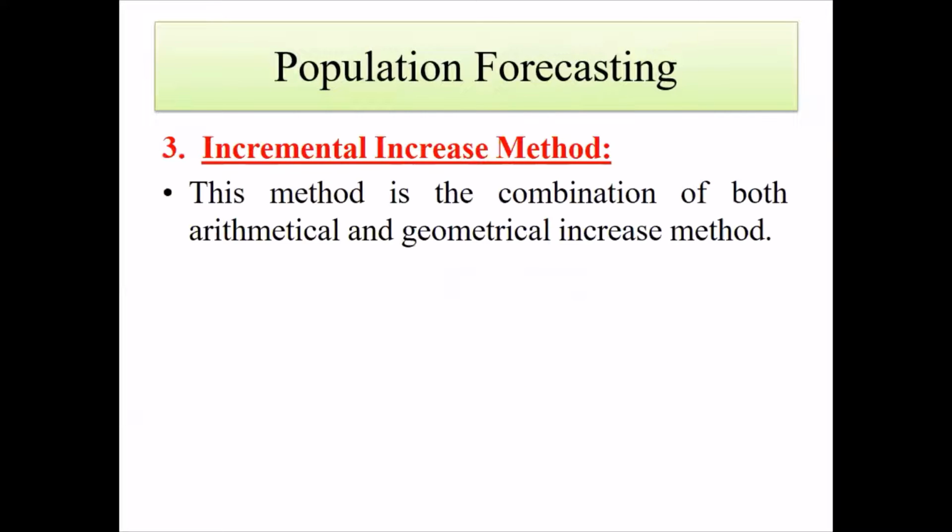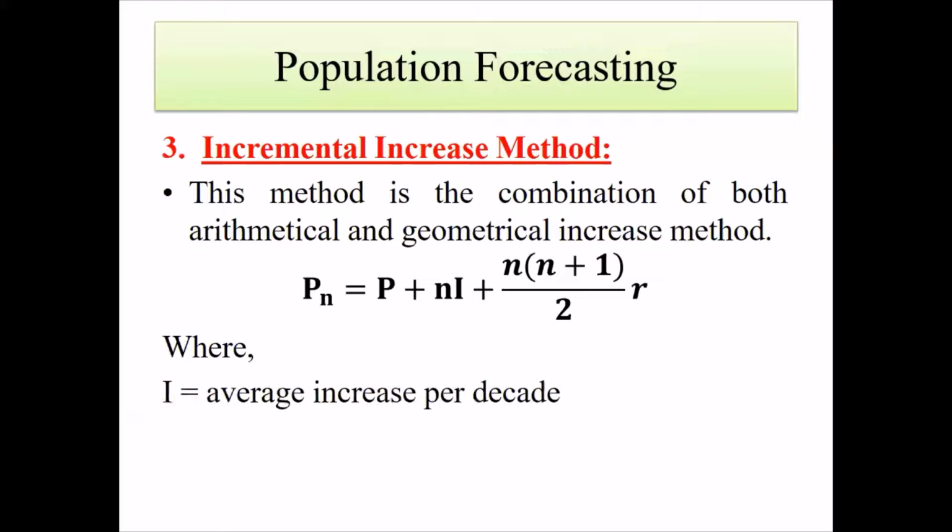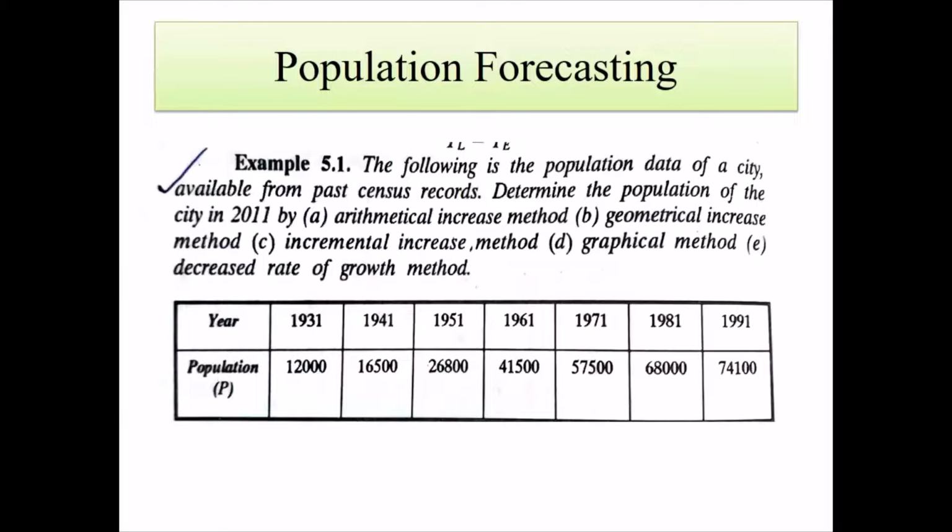Then incremental increase method. This method is the combination of both arithmetical and geometrical increase methods. So the formula is Pn is equal to P plus nI plus n in bracket n plus 1 divided by 2 into R, where I is equal to average increase per decade, then R is equal to average incremental increase. P means your population and Pn is equal to your future population.